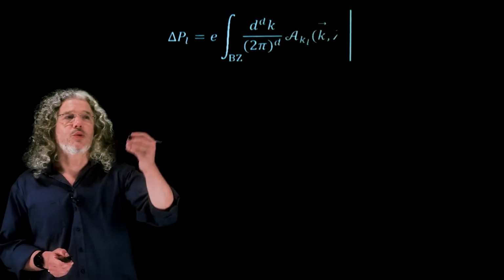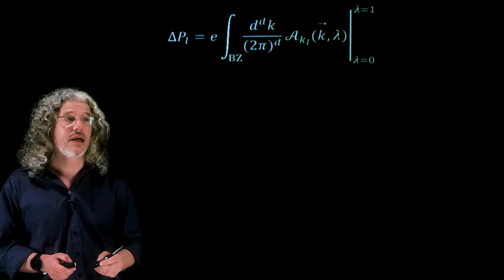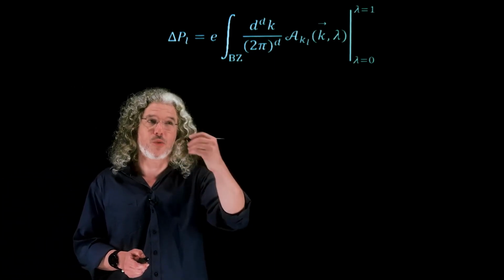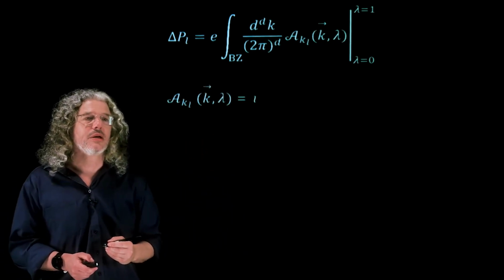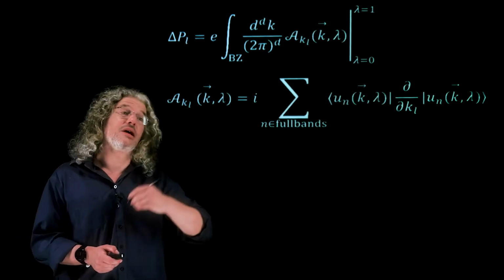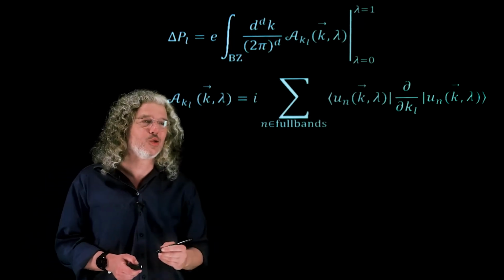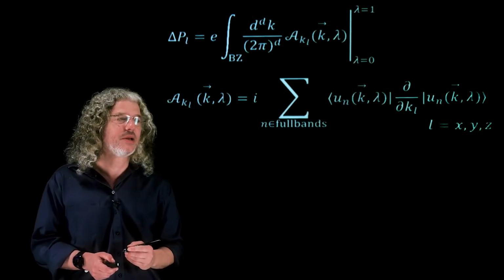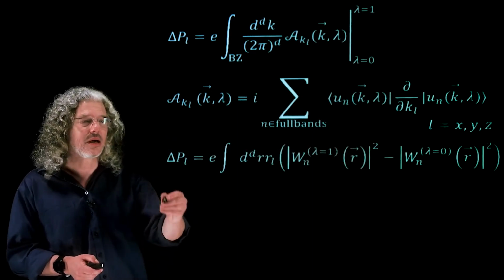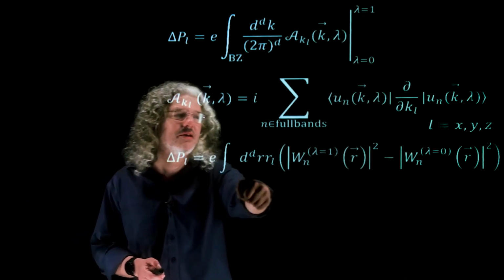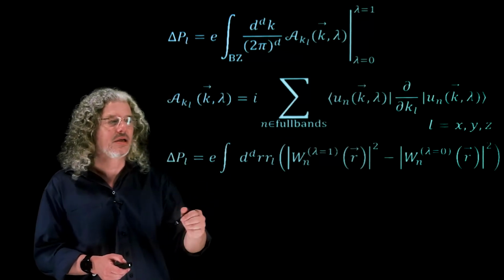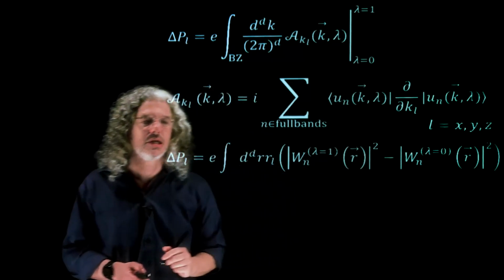So now we remember that we have the relation between delta P_L and A, which was related to some derivatives of these wave functions u. This is written here. So now, using this relation and the relation between the Wannier function and this periodic u function, one can simply derive the following result. Delta P_L is equal to e times the integral with this factor R. R appears there because we have here a derivative with respect to k of the difference in the Wannier functions at lambda equal to 1 and lambda equal to 0.